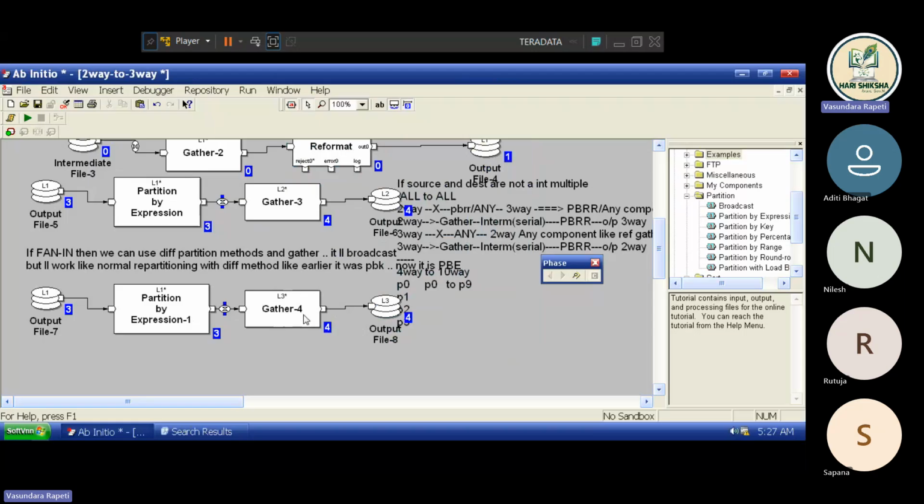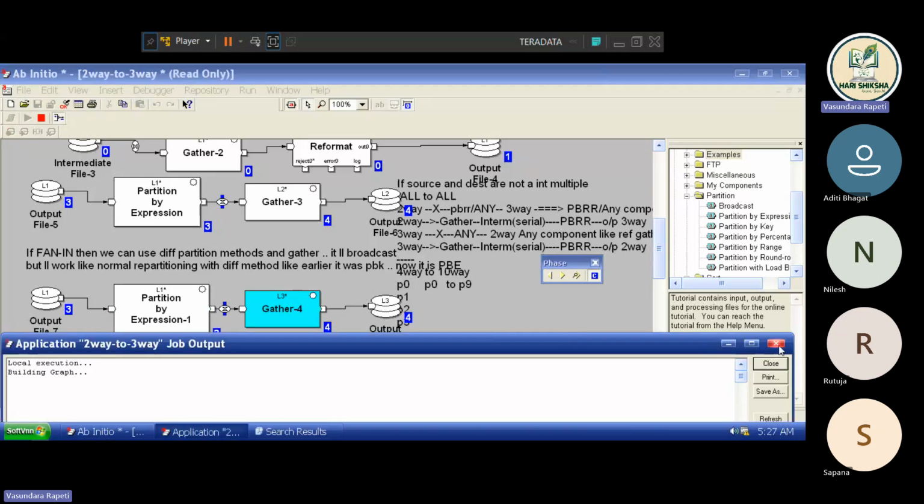Gather is not needed. It is going to expand, so it's useless. Expanding means partition by expression is enough. This can be removed, but okay, let's work. Otherwise, we'll remove it. Some error will come, I think.